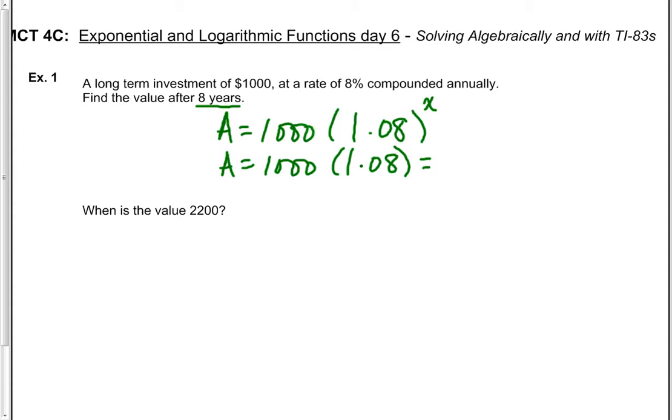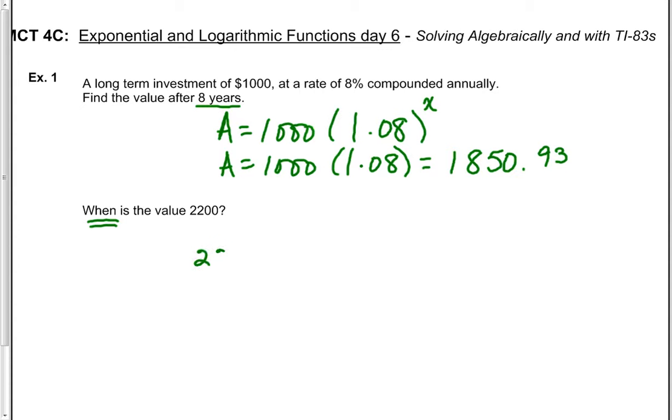We have $1,850 and 93 cents. So if I asked you for the interest, it would be $850.93. So when you know the exponent, the operation is easy. We want to know when is the value $2,200.